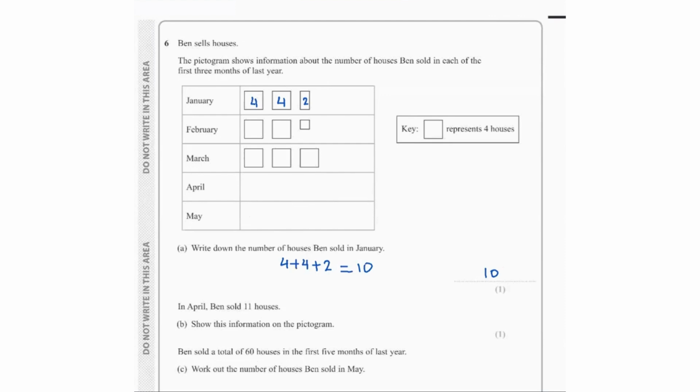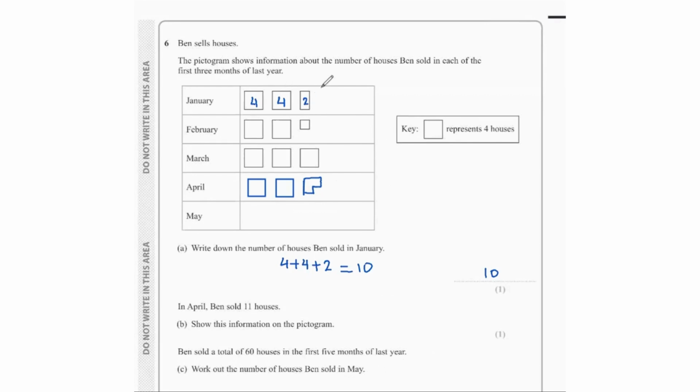So we'll draw 2 complete ones, and the third one is going to be a quarter. And the third is going to be a 3/4. Then it says Ben sold a total of 60 houses in the first 5 months of last year. Work out the number of houses Ben sold in May.